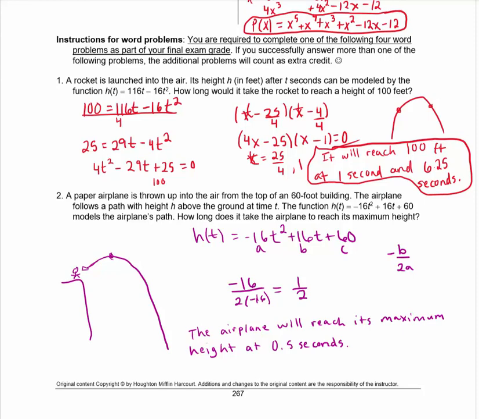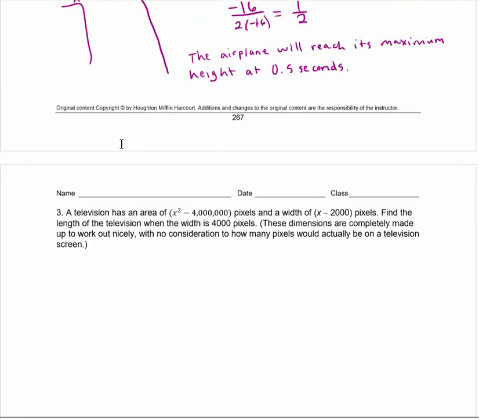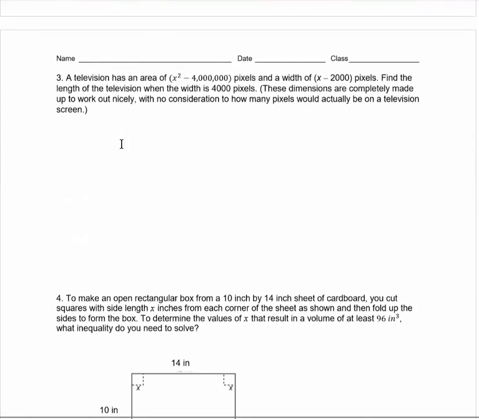Either a half or 0.5, whichever one works for you works for me. But that's the idea of finding the vertex. Number 3, a television has an area of that many pixels and a width of that many pixels. Find the length of the television when the width is 4,000 pixels.